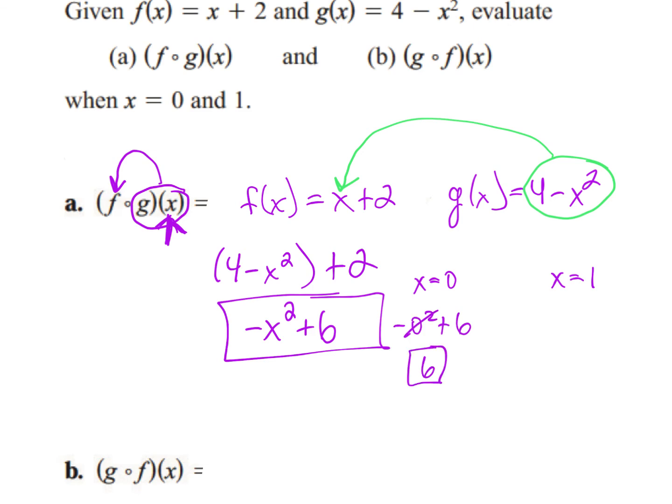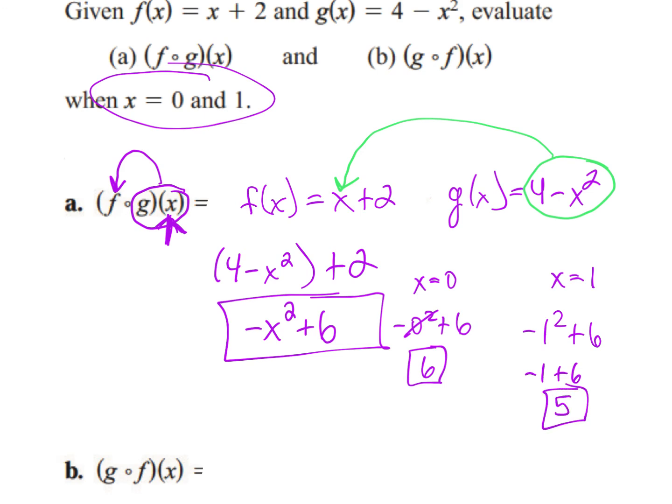You're asking what? It says right here to evaluate when x is 0 or 1. Oh. So now if I plug in 1, I have negative 1 squared plus 6. Well, what's 1 squared? 1 times that negative gives me negative 1 plus 6. So my answer is what? Oh, 5.